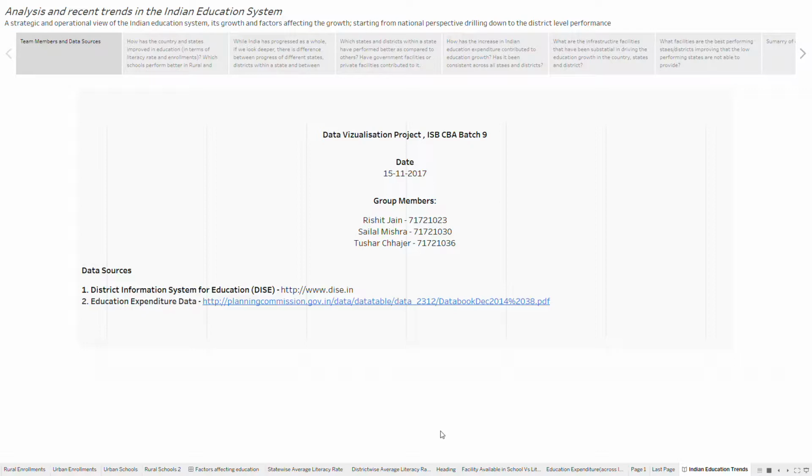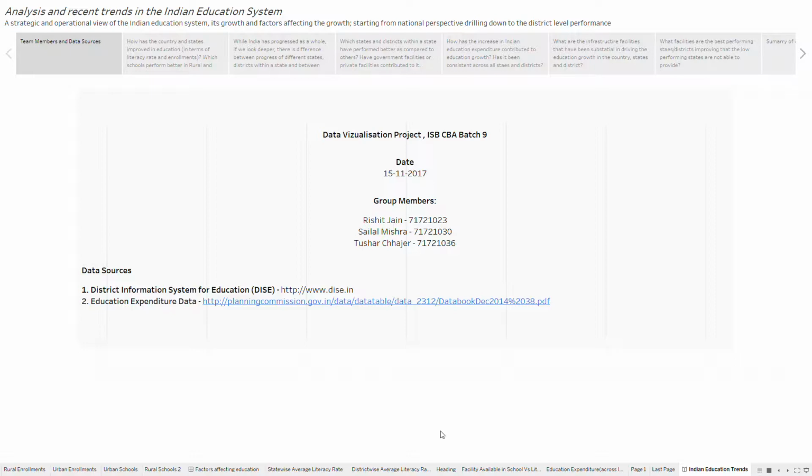Now, the dataset that we've used is the District Information System for Education dataset from 2008 to 2014. Along with that, we've also taken the education expenditure data at a national level. The intended audience for this visualization are the policymakers at the national level and the state level.